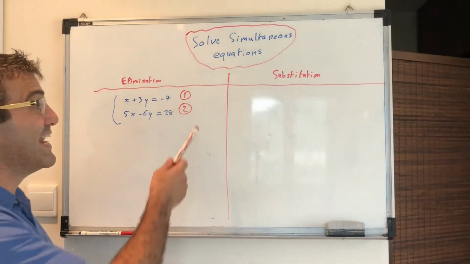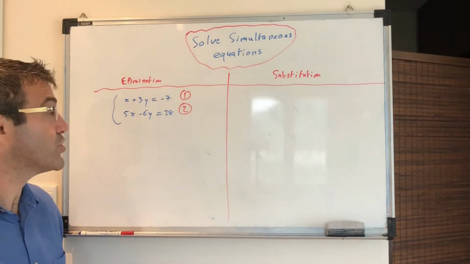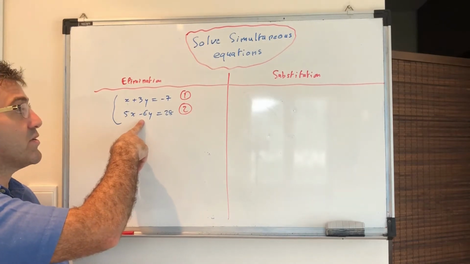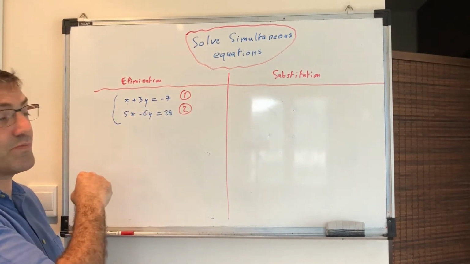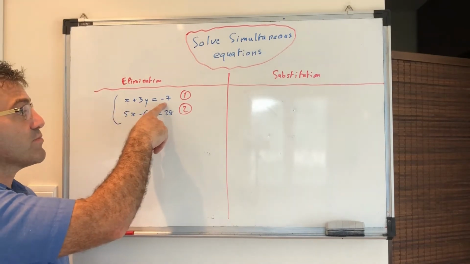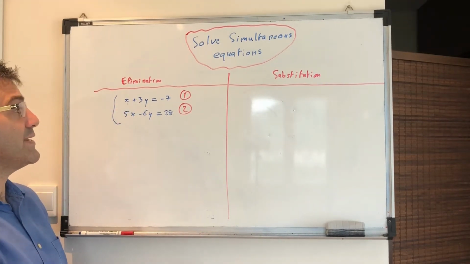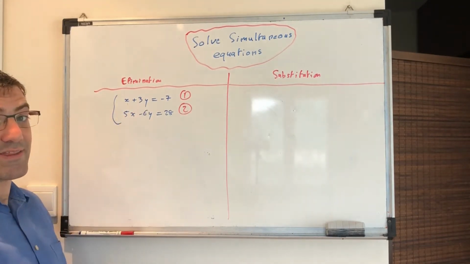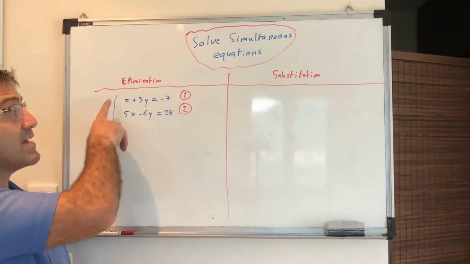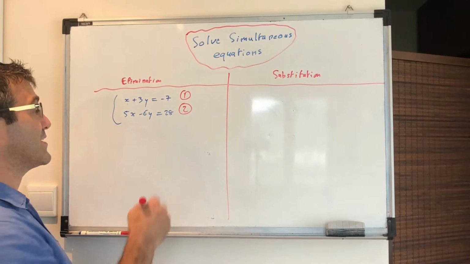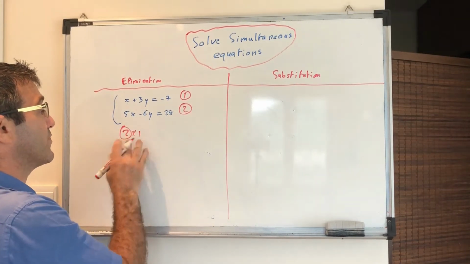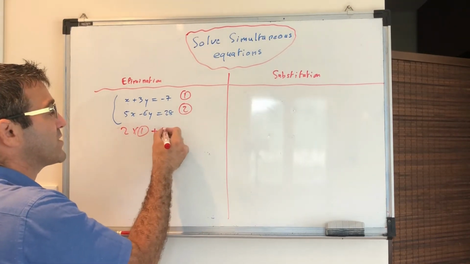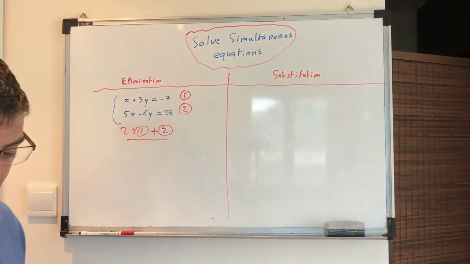So I like to first label my equations. So I've labeled them 1 and 2. And I notice immediately that I have 3y's here and minus 6y's here. So if I was to multiply this line by 2, I would have 2x plus 6y equals minus 14. And that would be quite handy because 6y minus 6y could go away. So if I added those two equations together, that could go away. So I'm going to do that. I'm going to double the first line and I'm going to add it to the second line. So I'm going to do 2 times line 1, and add it to line 2.